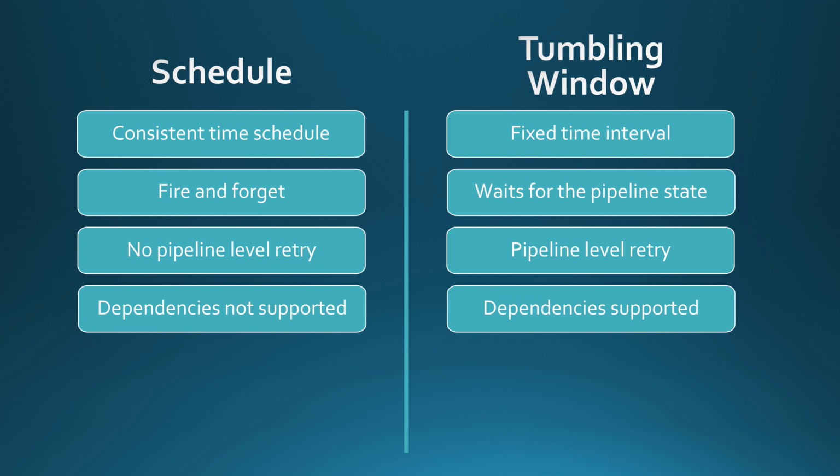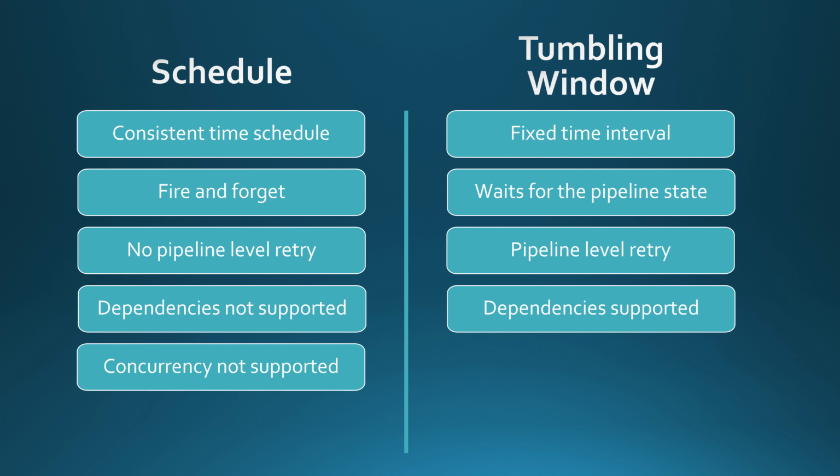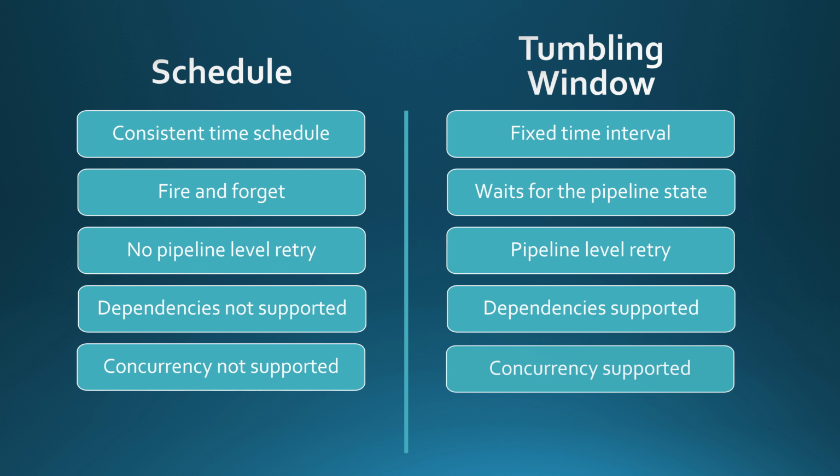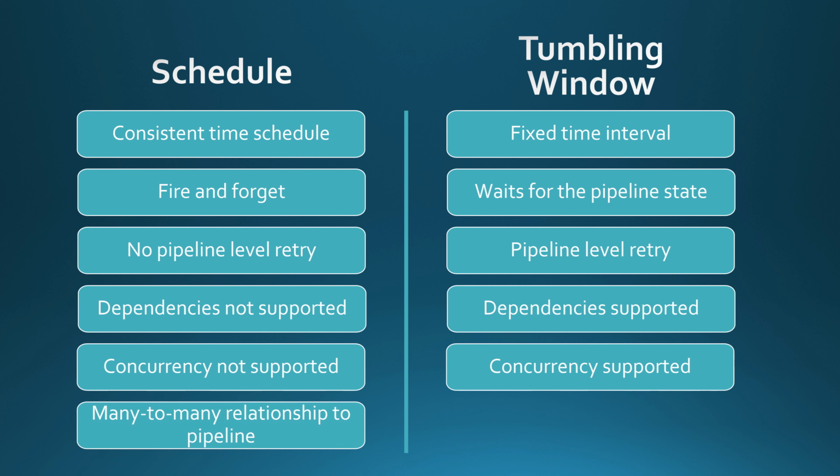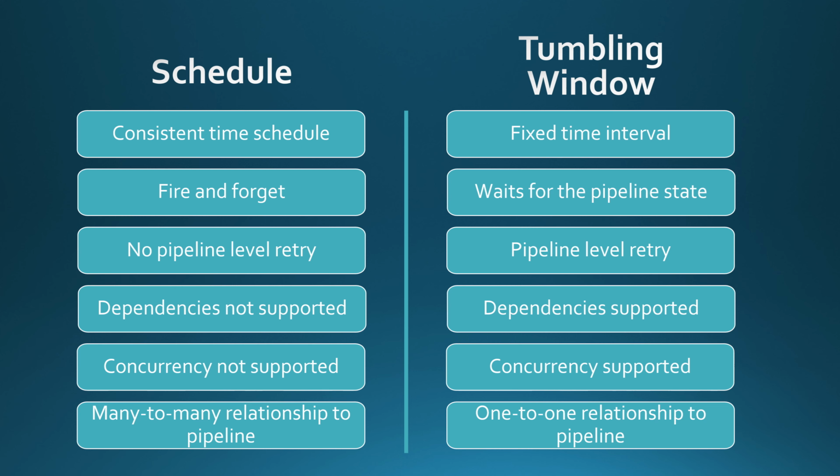Schedule trigger does not support any kind of concurrency, so we cannot define that we can have only like 1 or 2 of this schedule trigger running at the same time, and this comes from the fire and forget nature of the trigger. But in the tumbling window, we can define the concurrency that we want. Schedule trigger has many-to-many relationship to pipeline, so we can trigger multiple pipelines with one schedule trigger, and we can have multiple schedule triggers tied to one pipeline. However, the tumbling window relationship is 1-to-1, so we can have one tumbling window per pipeline, and that's it.